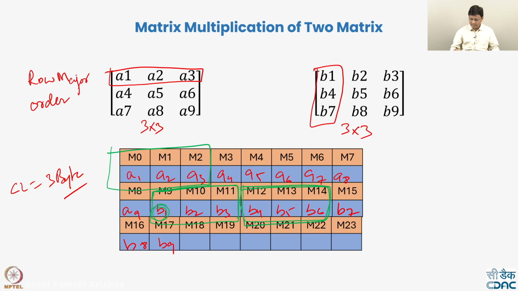When it carries them, it again finds that only B4 is of use and the others are not of use, and in the next cycle it will carry the next 3 elements, and it will find that B7 is of use and the other elements are not of use for this particular operation, when the first row is going to multiply with the first column of the second matrix.